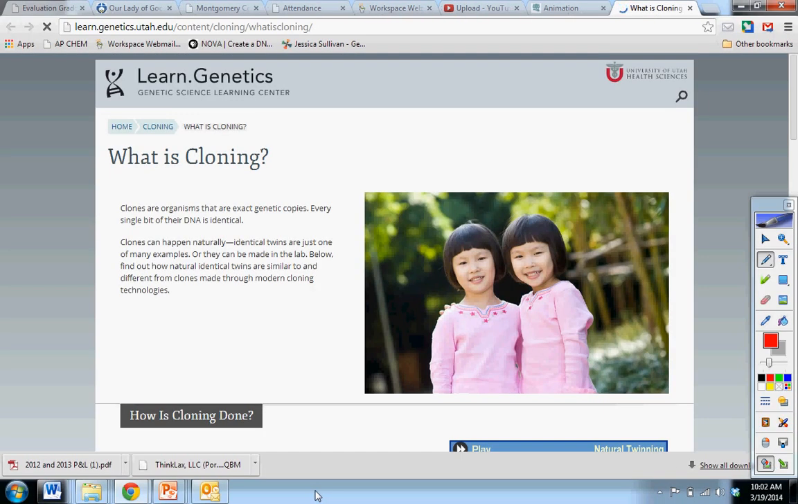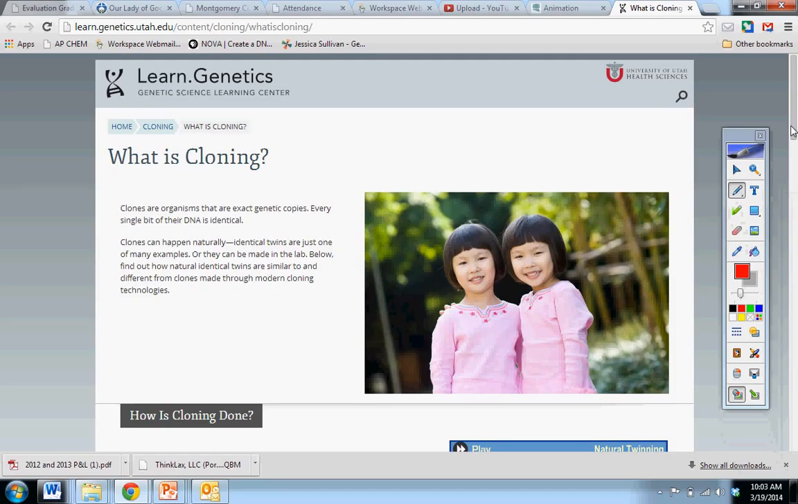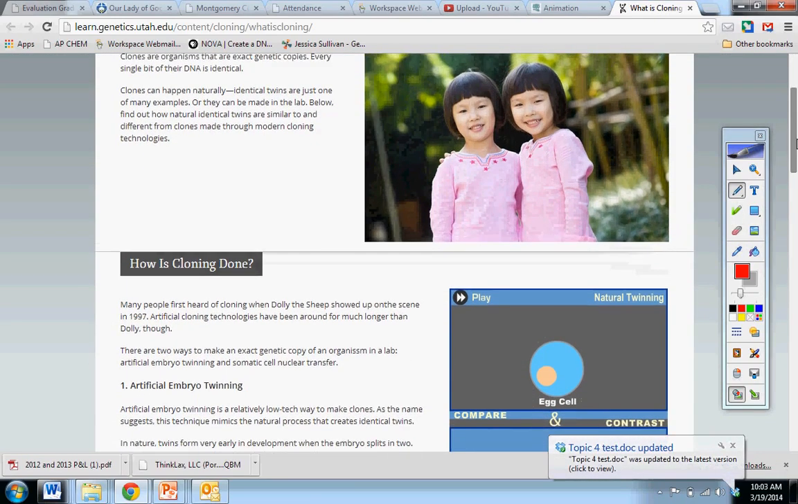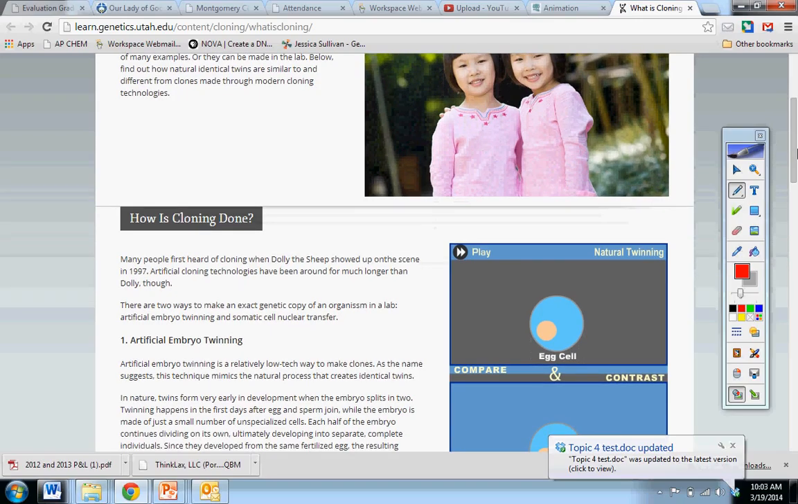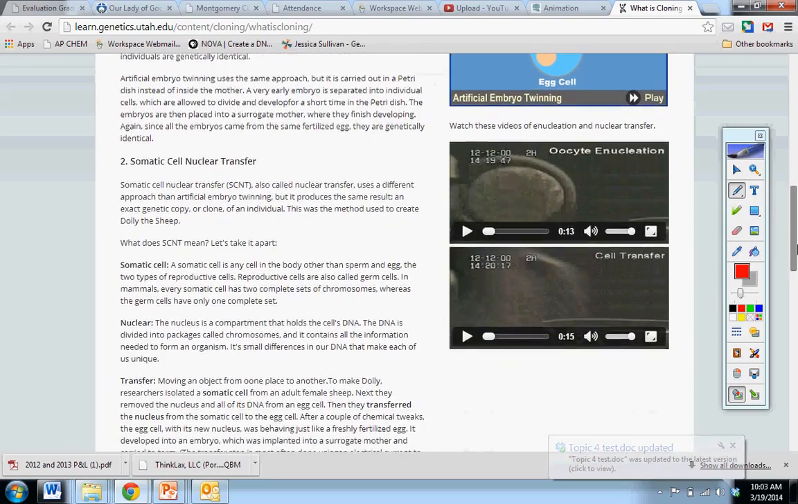Here we go. All right, so what is cloning? There you go. There's the first two human clones right there. What? What year they cloned? Whenever they were born. Not really a clone. All right, so check it out.